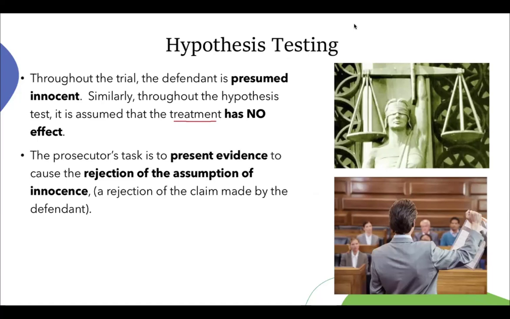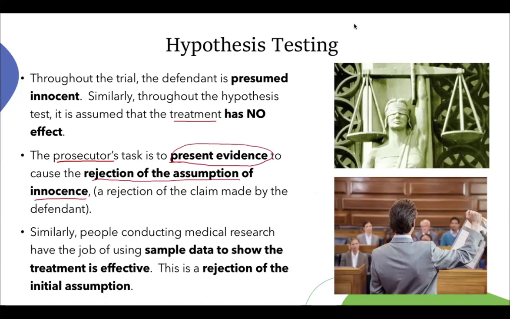The prosecutor's task is to present evidence to cause the rejection of the assumption of innocence, a rejection of the claim made by the defendant. The defendant claims their innocence. The prosecutor attempts to disprove that innocence, rejecting the assumption of innocence by providing evidence. We do something similar in hypothesis testing.